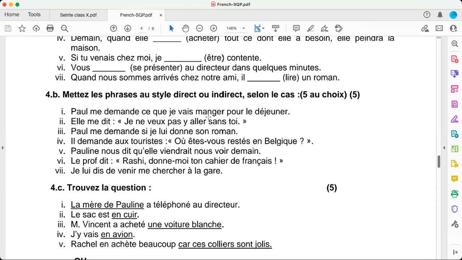Paul me demande ce que je vais manger pour le déjeuner. Paul me demande. Here, circle is given, so we will change circle to qu'est-ce que. Paul asked me, what will Paul ask that? You, what are you going to eat for the lunch? So we will write you, tu, qu'est-ce que tu, conjugate the verb as per the subject. Tu vas manger. Pour le déjeuner would remain same.